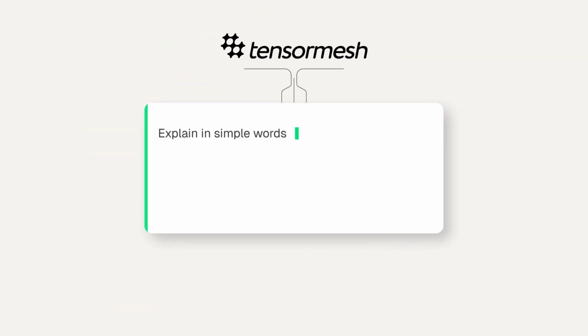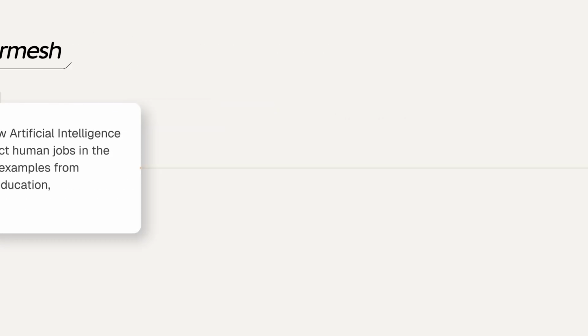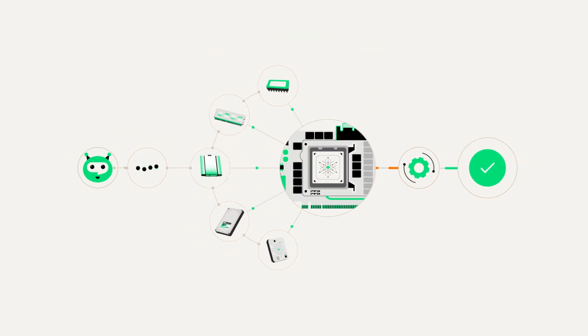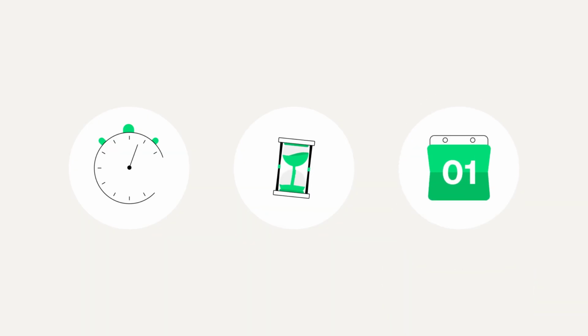Tensormesh promptly identifies the repetitions in the content sent to your LLM, stores the KV cache safely where it can promptly be reused a minute, an hour, or days later.